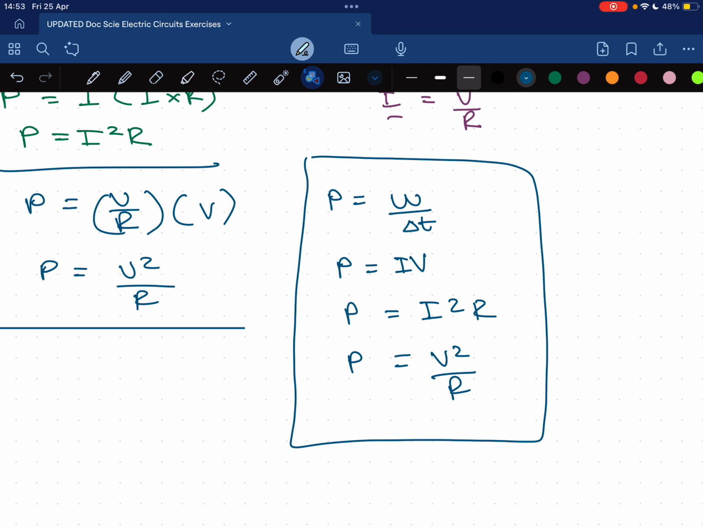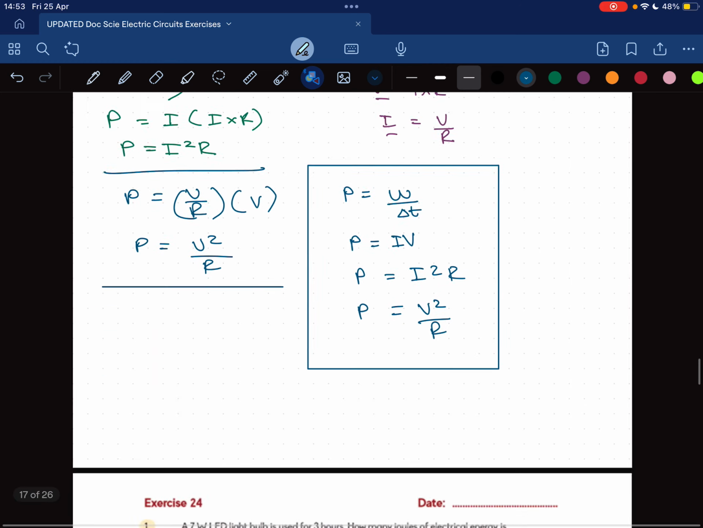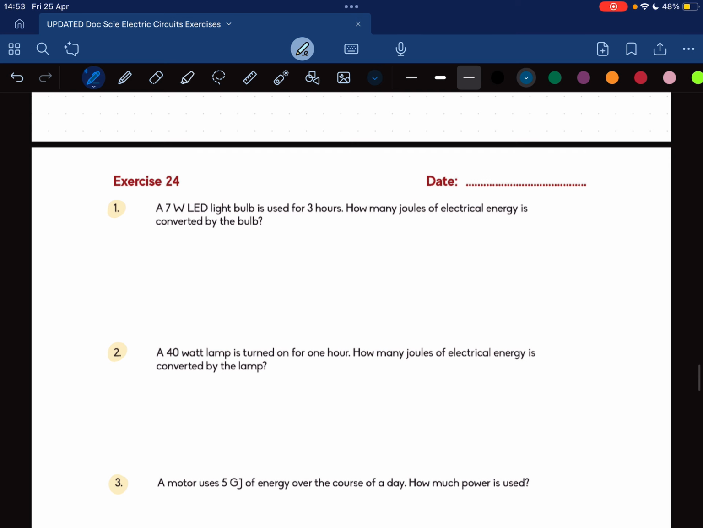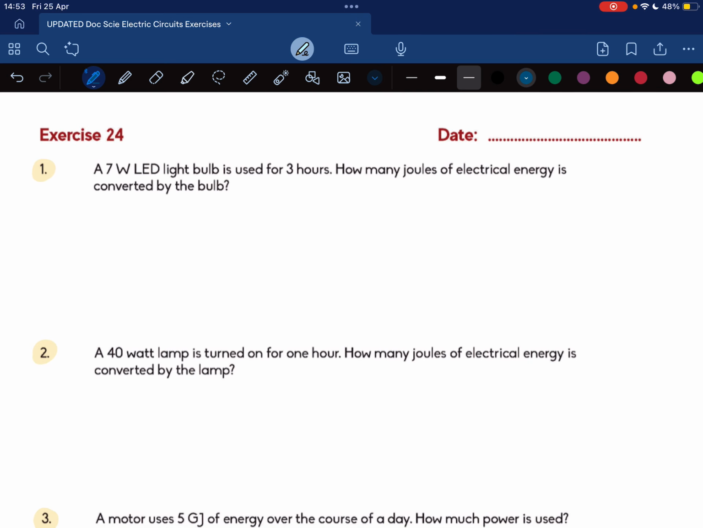Okay, so let's do some example questions. So exercise 24, I believe it is on page 129. It says a 7-watt LED light bulb is used for 3 hours. How many joules of energy is converted? So they give you 7 watts, which is the power, and they tell you 3 hours, which is time. They want to know the electrical energy converted.